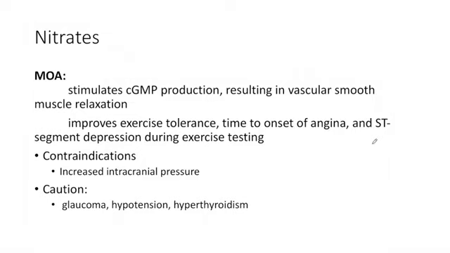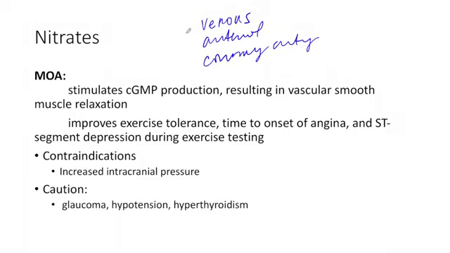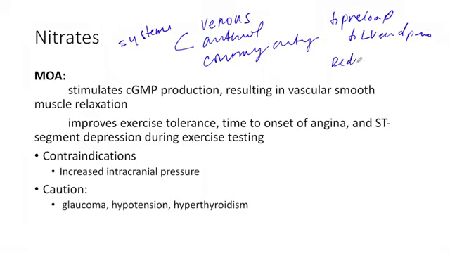Nitrates stimulate cGMP production, resulting in vascular smooth muscle relaxation. So you're going to get it basically everywhere: venous, arterial, and also coronary artery. What they basically say is that the decreased myocardial O2 demand is from dilation systemically, not necessarily the coronary artery dilation. So it's more related to decreasing the preload. We are decreasing left ventricular end-diastolic pressure. It also reduces wall stress, and this all leads to decreased O2 demand.